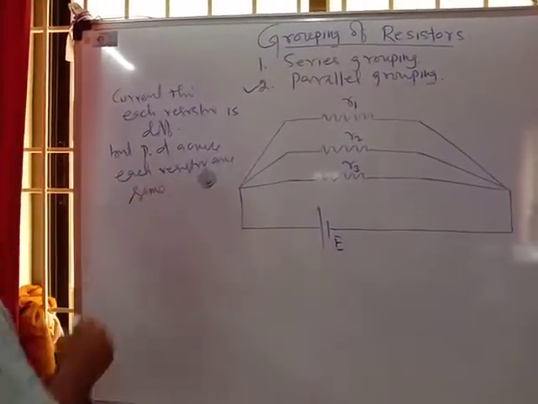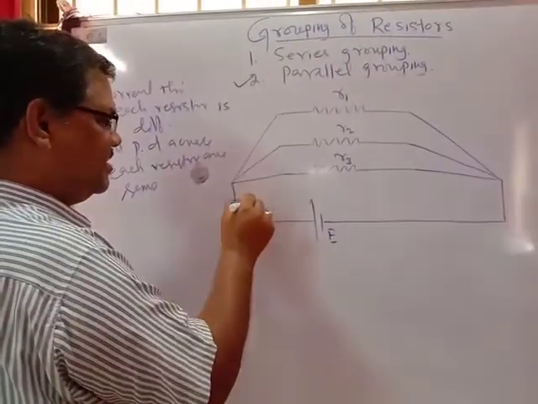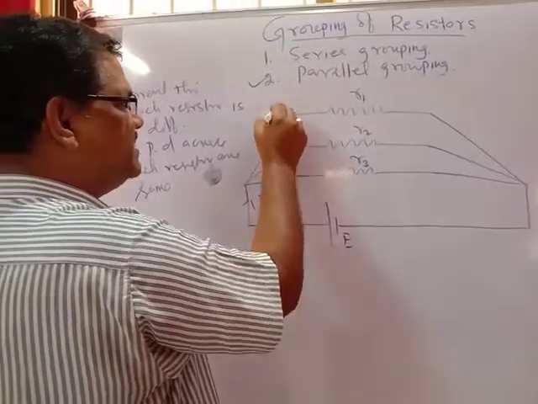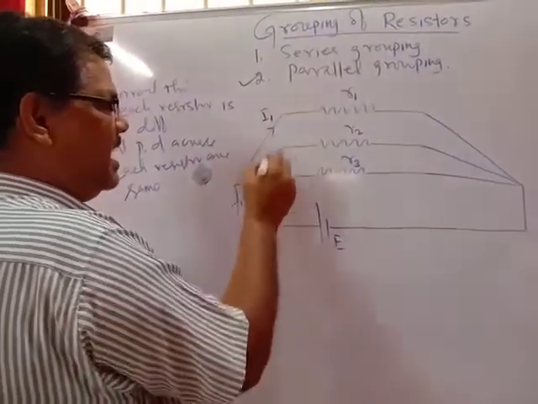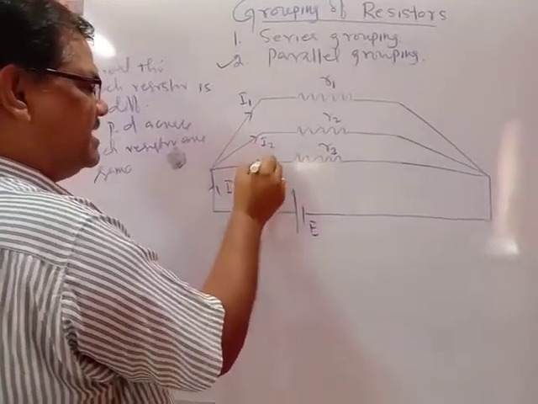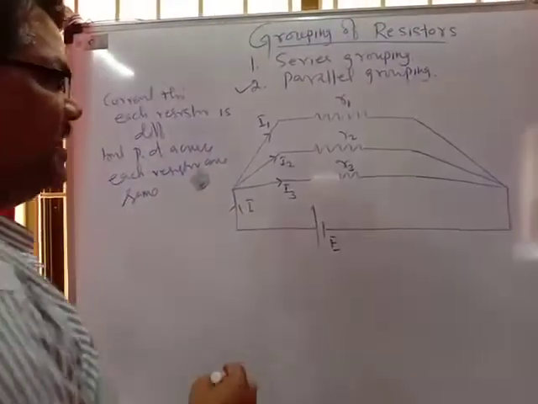Suppose I is the current drawn from the cell. In the first resistor R1, the current passing is I1, in the second resistor the current passing is I2, and in the third resistor the current passing is I3. So what will be the equivalent resistance?